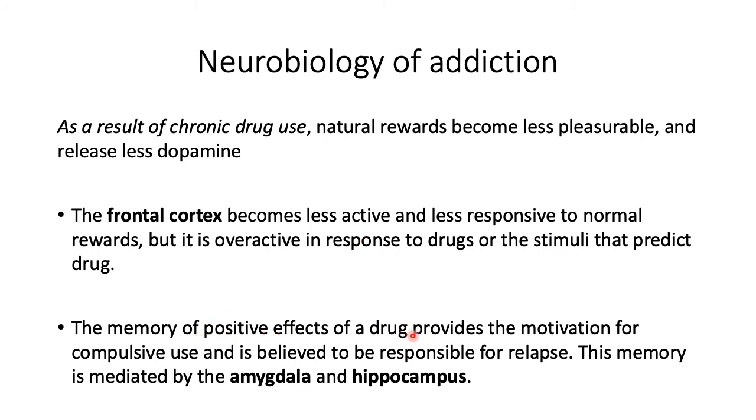The memory of the positive effects of drugs provides the motivation for compulsive use, and it is believed to be responsible for relapse. This memory is mediated by the amygdala and hippocampus. And that's why there are other areas of the brain that are involved in addiction, because all of these areas of our brain are basically components of addiction. So the memory of it is a part of addiction. How it made you feel is a part of addiction. How you plan on obtaining it is a part of addiction, and all of those actions require different areas of the brain.